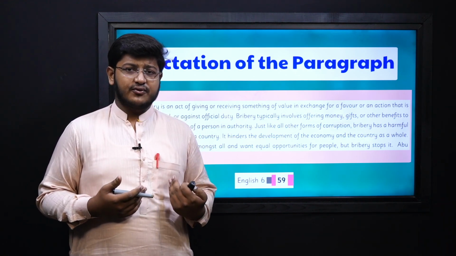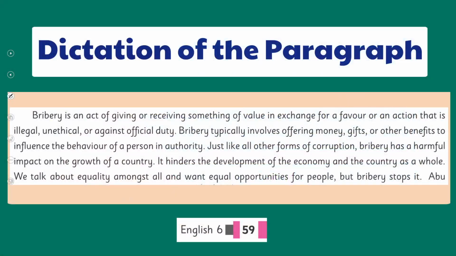So you have to take dictation of paragraphs, and this is a paragraph from your lesson on page 59. You have to take dictation of this paragraph. To write a better dictation, what do you have to do? You have to read the paragraph first correctly, and then identify the terms used in the paragraph. You have to memorize the spellings and structures of the words which are unfamiliar or a little bit tough or complex.